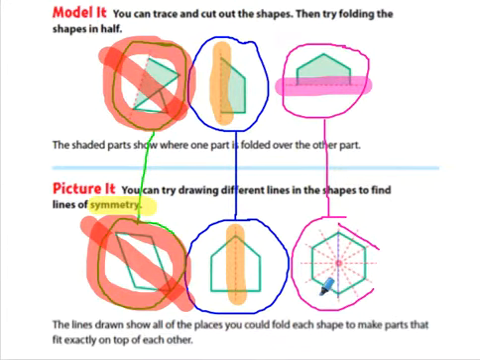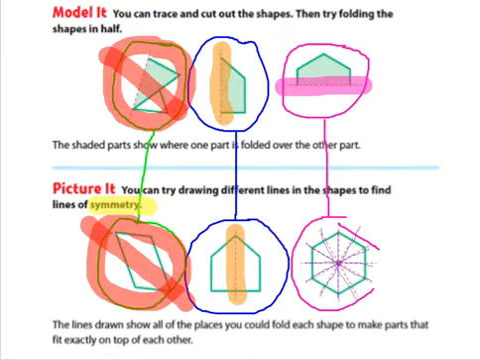So you would be able to see that there in fact are 1, 2, 3, 4, 5, 6 lines of symmetry for this shape here. The lines drawn show all the places you could fold each shape to make parts that fit exactly on top of each other. This shape here, no lines because there are no lines of symmetry. This one here, a single line because there is only one line of symmetry. This one here, lots of lines because look at all of those lines of symmetry.